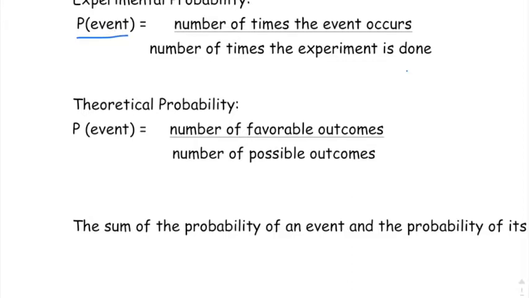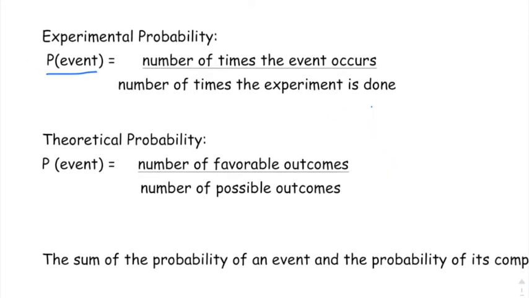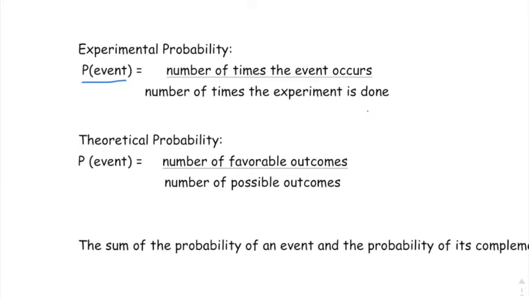Now theoretical probability is the number of favorable outcomes versus the number of possible outcomes. So what are the odds that I flip a coin and get heads? There are 2 possible outcomes, but only 1 favorable outcome. So that'd be 1 over 2, the theoretical probability, versus the experimental one that you actually do. The more times you do an experiment, the closer it gets to your theoretical probability.